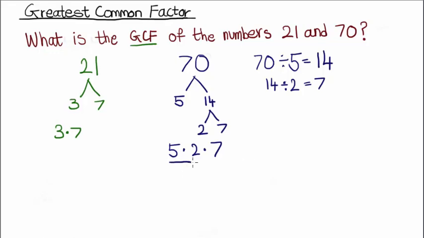Over here is the prime factorization for 70, and over here is the prime factorization for the number 21. Now, what are the common factors between these two products? Well, I have a 3 over here, but I don't have any 3's over here. I have a 2 and a 5 over here, but I don't have any 2's or 5's over here. The only thing in common that I have is the 7 over here and the 7 over here. Therefore, the greatest common factor between the numbers 21 and 70 is the number 7.